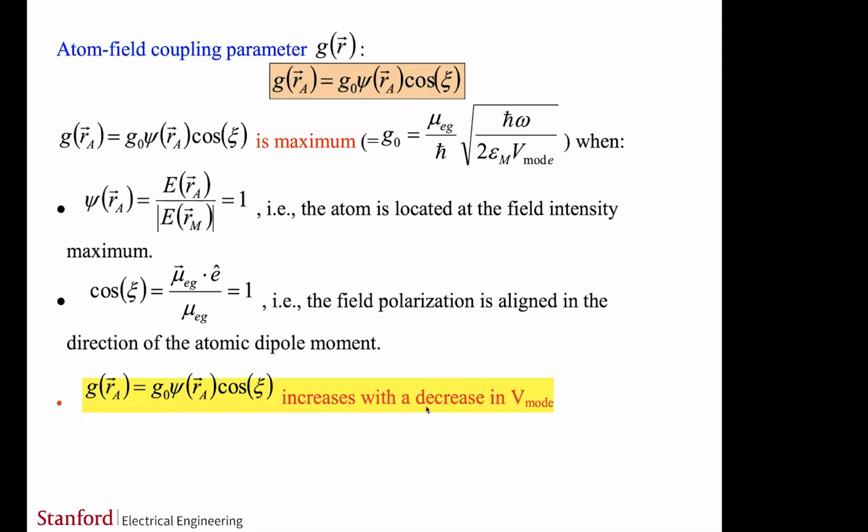So, a question on the previous slide. It says g naught equal to 2 Rabi frequency. g naught has a dimension of frequency. What's the physical meaning of g?